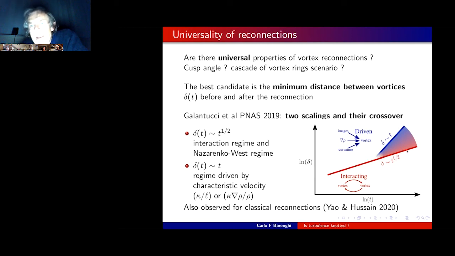The square root scaling is more typical of the interaction between vortices. Okay, that is the most seen kind of scaling. And also, when the lines get very, very close to each other, so this is the time after the reconnection, or the time to the reconnection. So in this regime, essentially, just before or just after the reconnection, it's always the square root of time, and the reason it is so was discovered by Nazarenko and his student West.